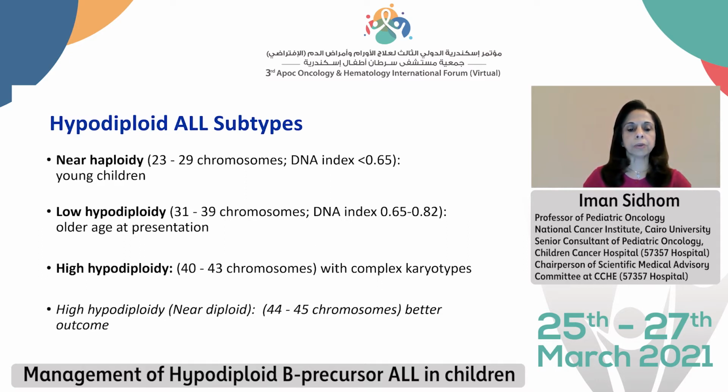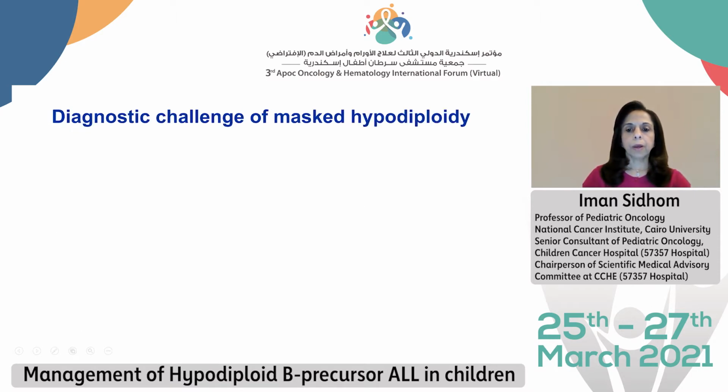Hypodiploid ALL subtypes include near haploidy, having 23 to 29 chromosomes, which is characterized by a younger age at presentation. The low hypodiploidy, having 31 to 39 chromosomes, which is characterized by older age at presentation. And high hypodiploidy with 40 to 43 chromosomes, and is usually associated with complex karyotypes. The high hypodiploidy with 44 or 45 chromosomes have better outcome than other hypodiploid subtypes. Masked hypodiploidy forms a diagnostic challenge.